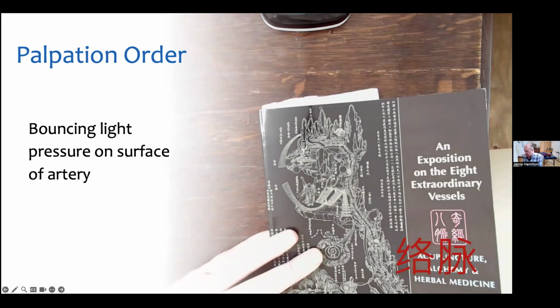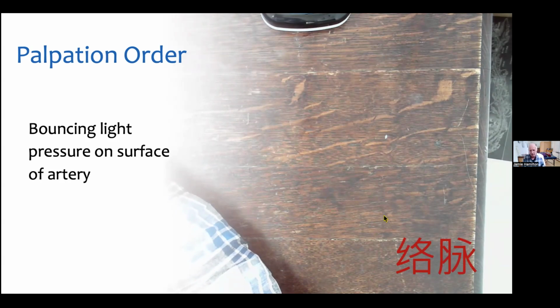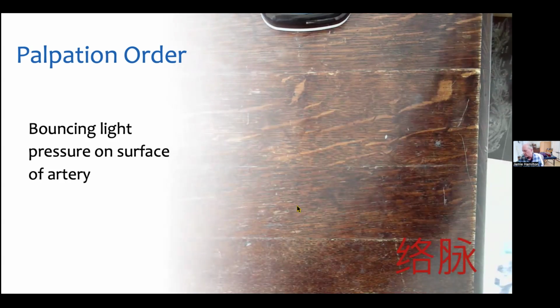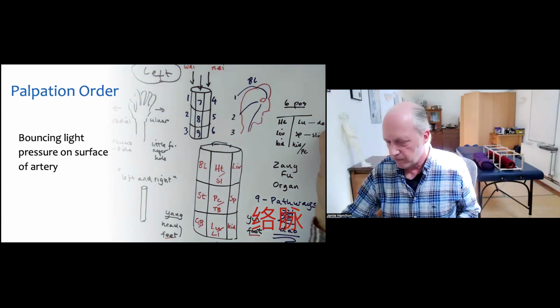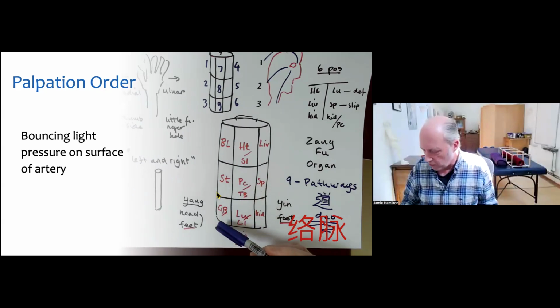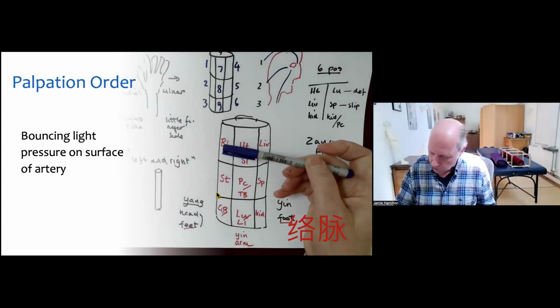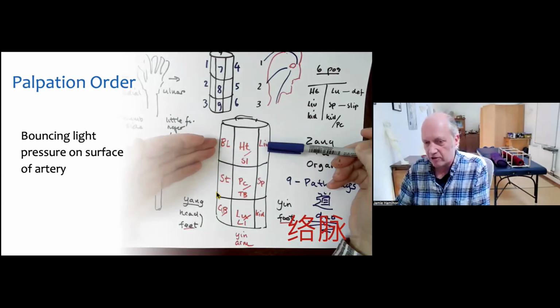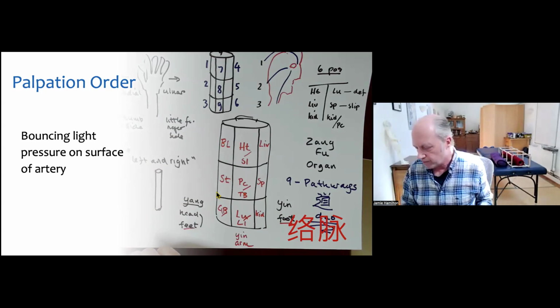It's this writer saying that this is worth studying, and that this is also the origin of the additional map of the 8 extraordinary vessels. So this is showing the Luo collaterals, or some sort of channel system that then is the basis of the 8 extraordinaries.